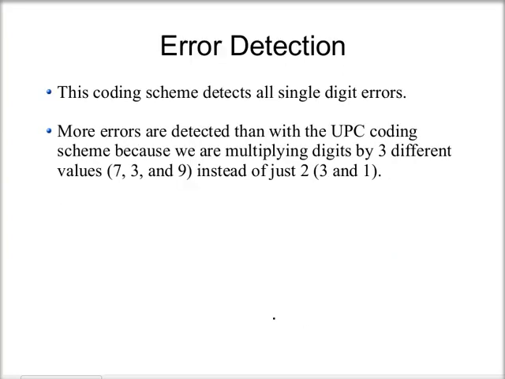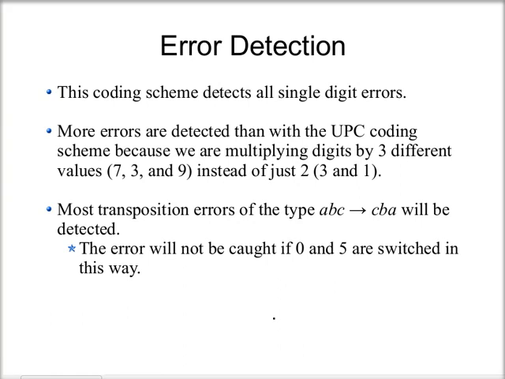So how good is error detection with these bank routing numbers? Well, this coding scheme is going to detect all single-digit errors where just one digit of the number is wrong. More errors are going to be detected with this coding scheme than with the UPC coding scheme because we have 3 different weights, 7, 3, and 9, instead of just 2, where we had 3 and 1 for the UPC code.